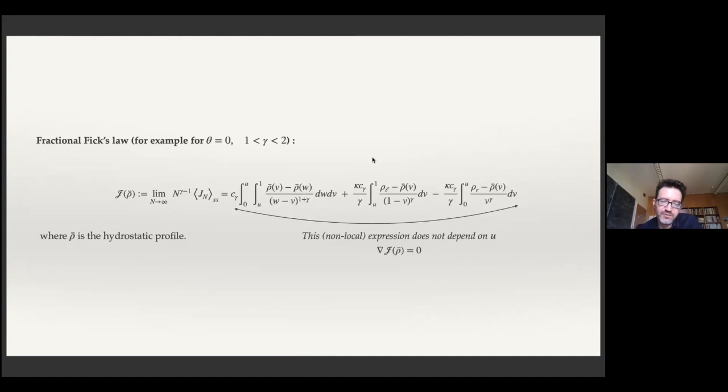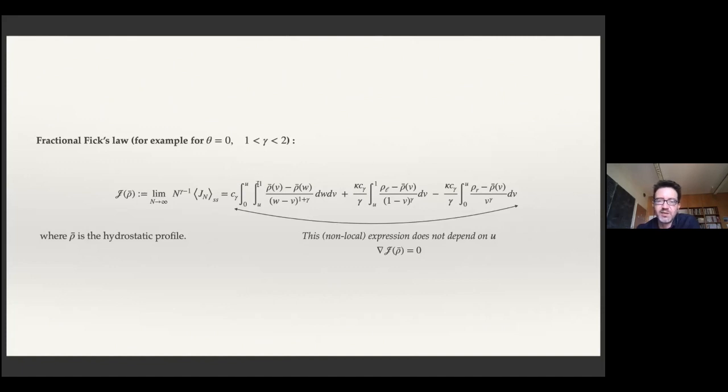Before presenting the hydrodynamic limit, I will just say that we can also observe some fractional Fick's law, as we call it. It means that here you have some superdiffusive behavior. For gamma between 1 and 2, I just present the result for theta equals 0, but we also have a result for any theta. Here the exponent is gamma minus 1, and gamma minus 1 is strictly less than 1, which means that you have superdiffusion. And we have an explicit formula.